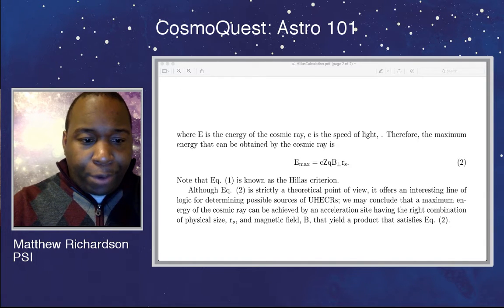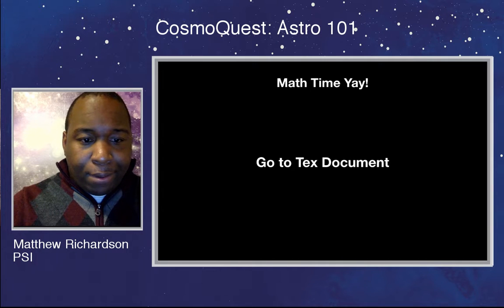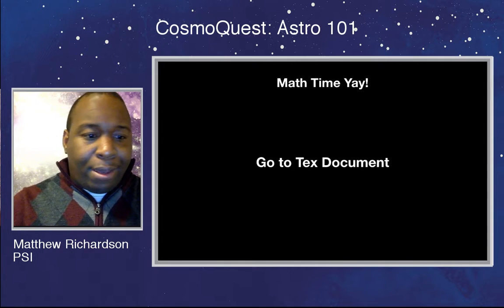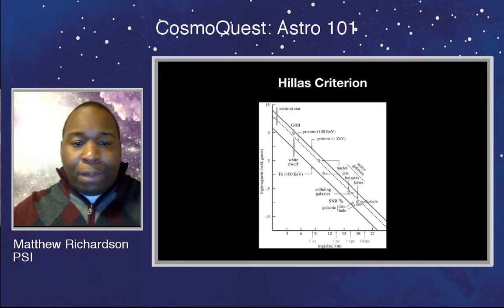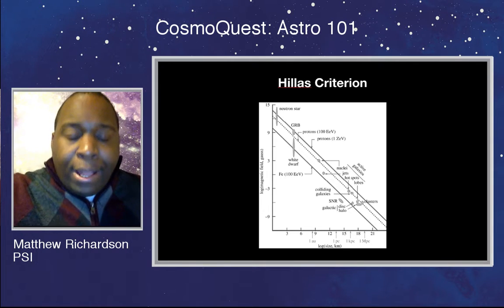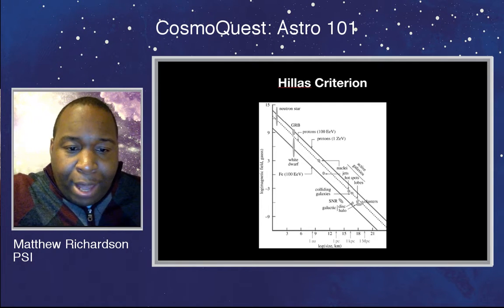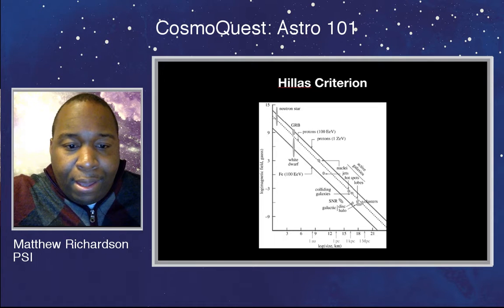Okay, that didn't work. Let me do that again. So we're going back here, and we get this plot. Basically, what we're seeing in this plot is, along the y-axis, the magnetic field of the source, and we're plotting it against the physical size of the source along the x-axis.